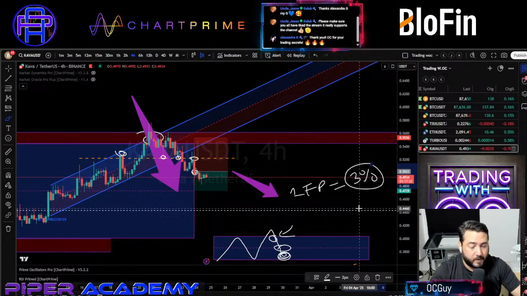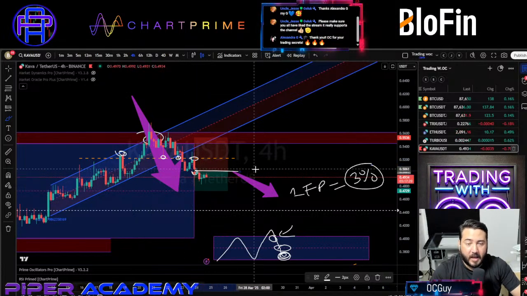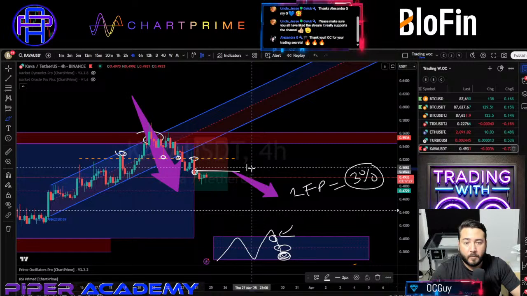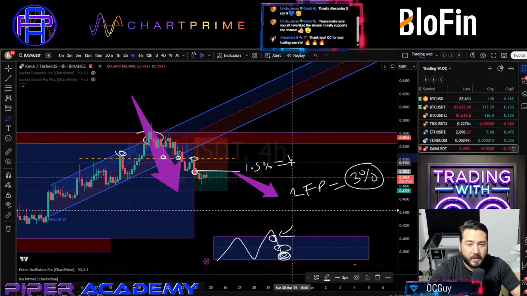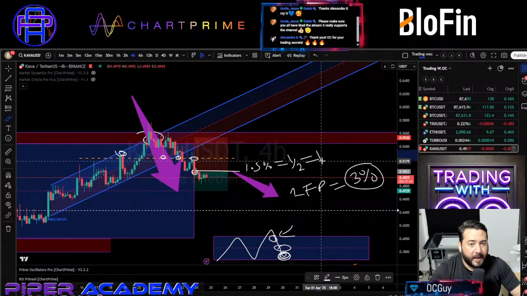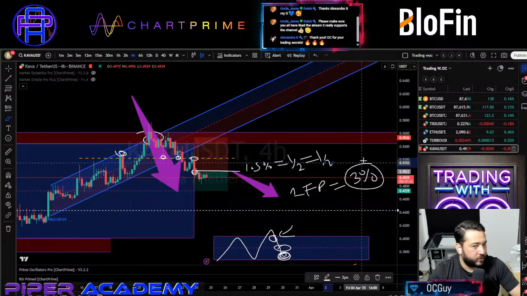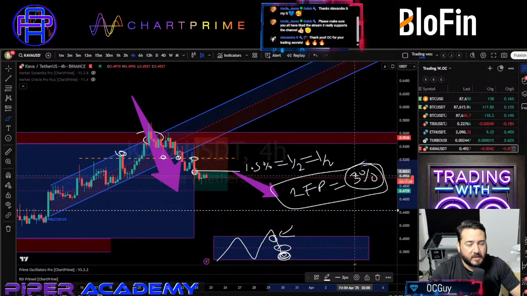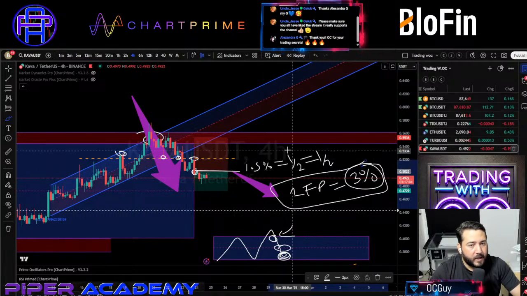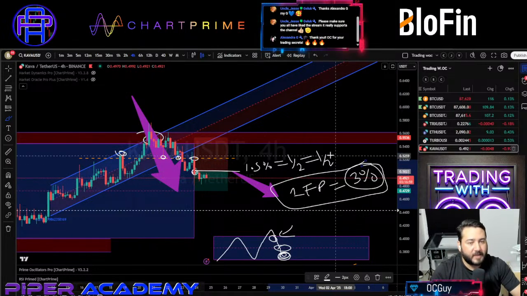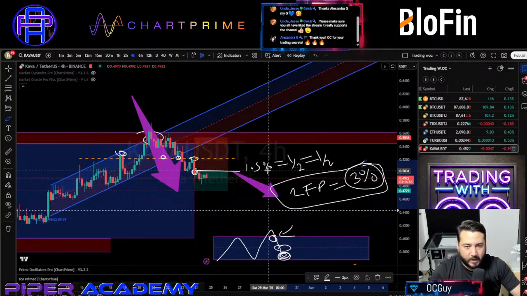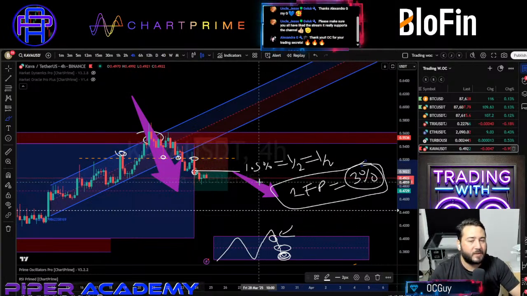two entries. So if I enter here, I'm going to be entering with 1.5% of my whole wallet, which equals half of a position, half of a full entry. Remember, full entry, 3%. Half of a full entry, 1.5%, equals half of my position, which is at 3%, which is X amount of money. Just want to make sure that we're understanding what's happening here.